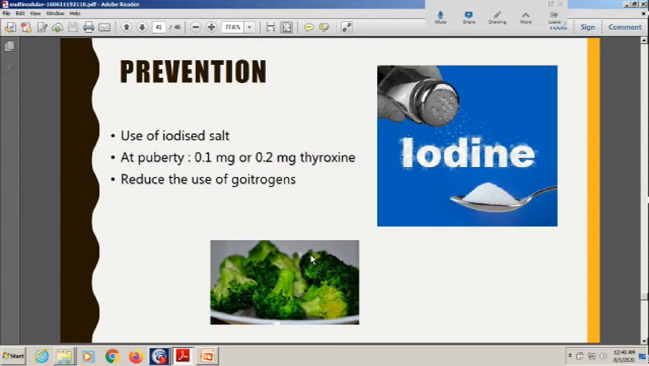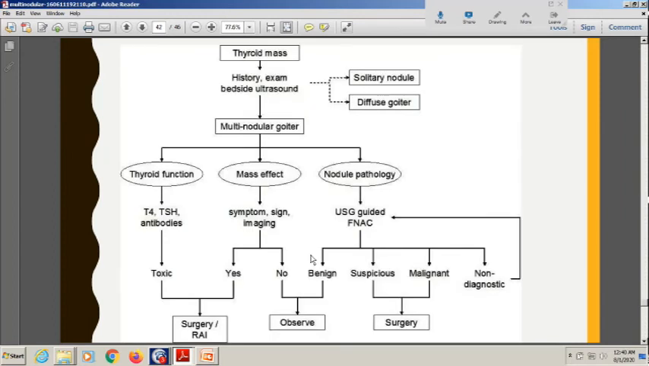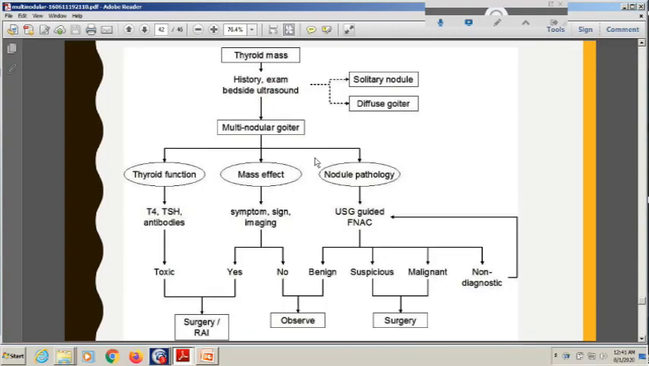Now, if the patient comes to your OPD or your ward with a thyroid mass, this is the flow chart for how we plan the management or treatment of MNG or solitary nodules. If the patient presents with a thyroid mass, we have to take a proper history and examine, and after the basic investigations, FNAC and USG, we can look at whether it is solitary or diffuse. If it is a multinodular goiter, as already explained: thyroid function, T3, T4, antibodies, mass effect, and nodular pathology.